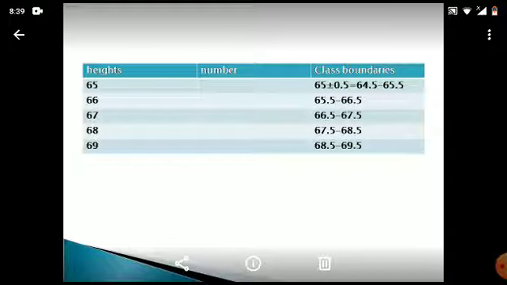First we added and subtracted 0.5 from 65, you got 64.5 to 65.5. Then adding and subtracting into 66, you got 65.5 to 66.5, 66.5 to 67.5 and so on. And the remaining procedure will be the same as I have discussed before in the lecture.